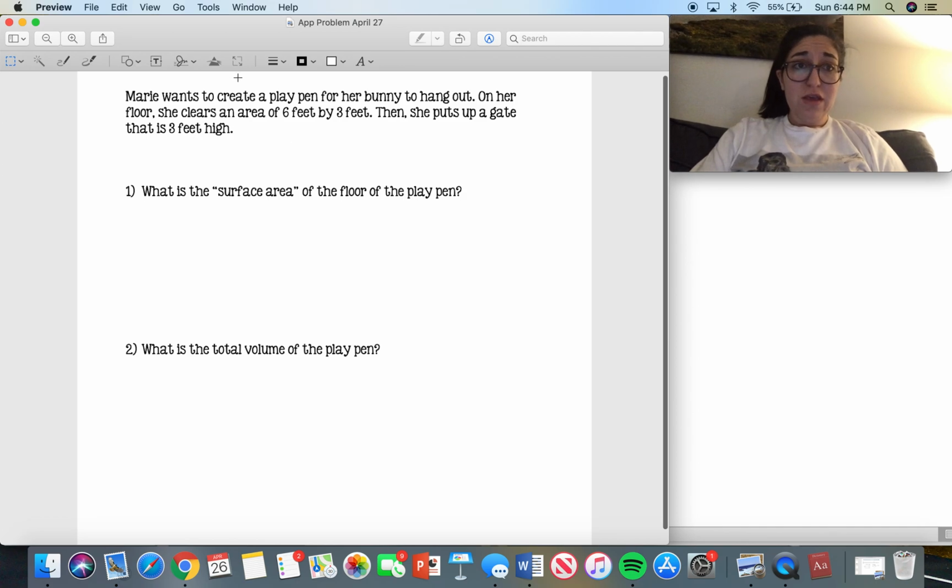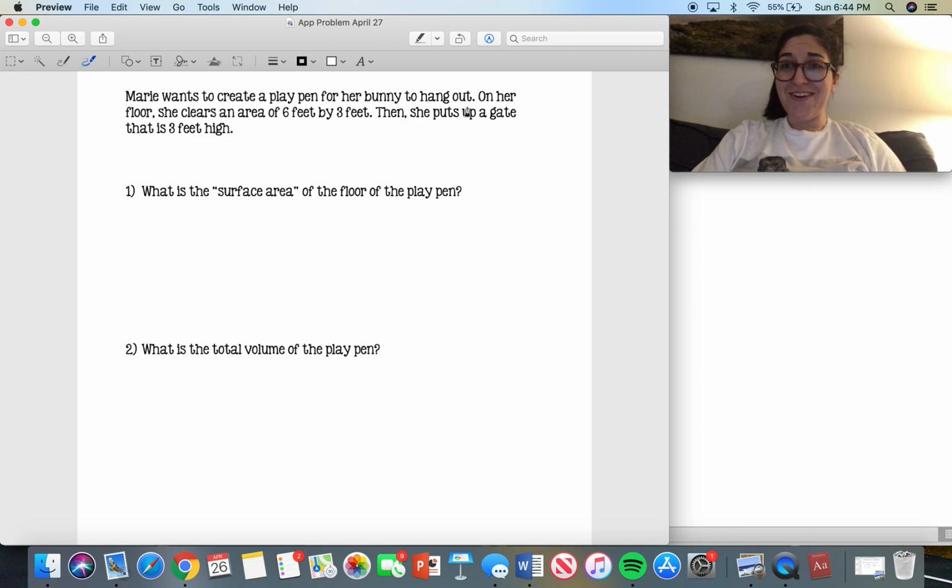So it says, Marie wants to create a playpen for her bunny to hang out. I'm sure a lot of you have seen Marie's bunny on our Zooms, and so she wants her bunny to get a playpen. On her floor, she clears an area of 6 feet by 3 feet. Then she puts up a gate that is 3 feet high. We have two questions we need to answer here. The first one is, what is the surface area of the floor of the playpen?